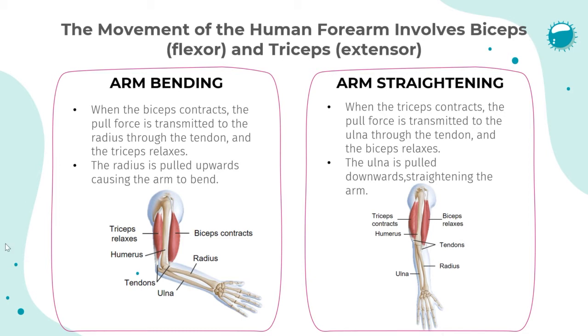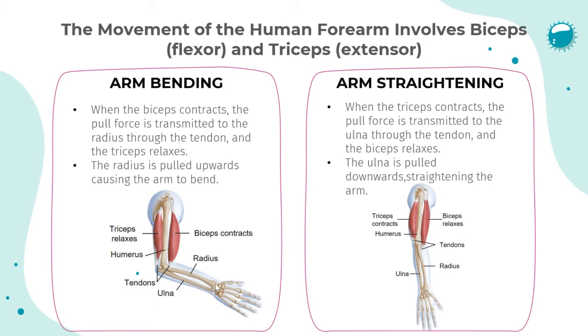Again, the bicep contracts and creates a pull force. This pull force is transmitted to the radius through the tendon here. At the same time, the tricep will relax, right? It will become longer. And then what happened?